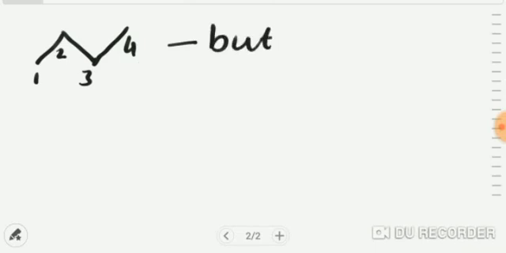Firstly, I will give you a very simple structure. So this is the first structure. So this one is an alkane. It has 4 carbon atoms, therefore a butane. So let's move to the second structure.